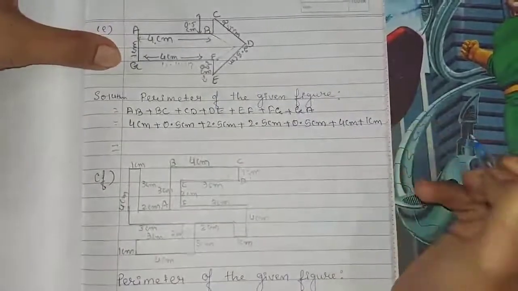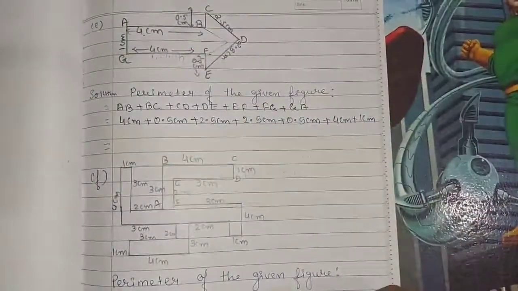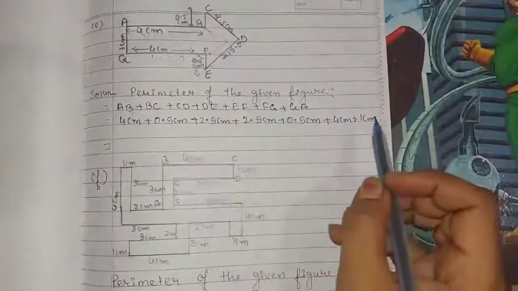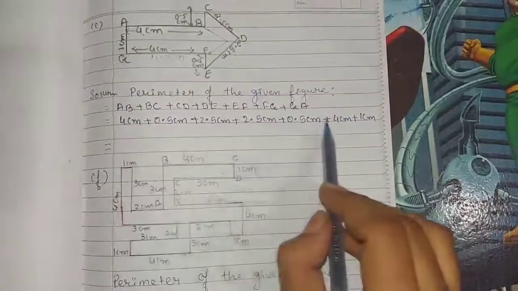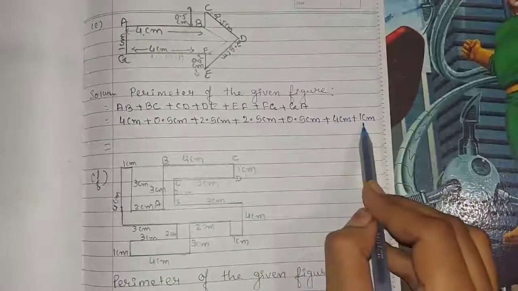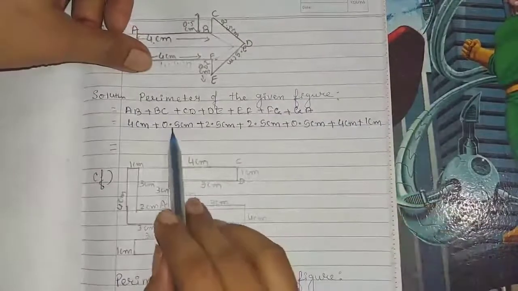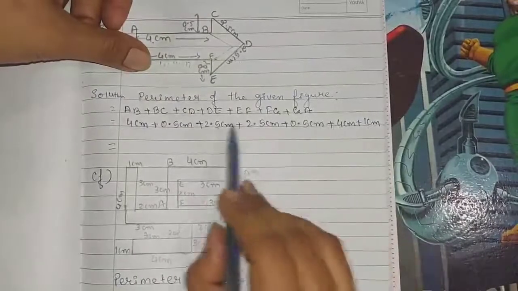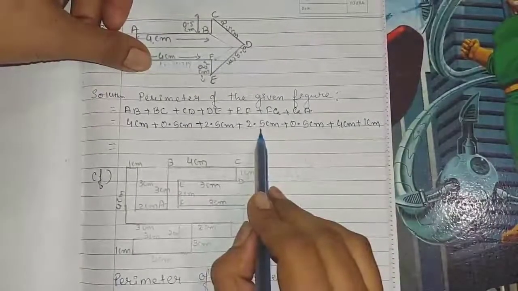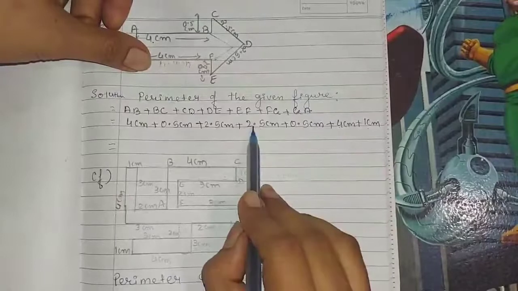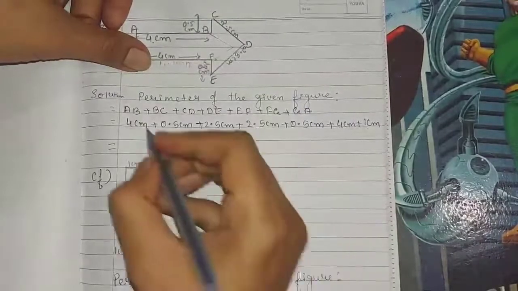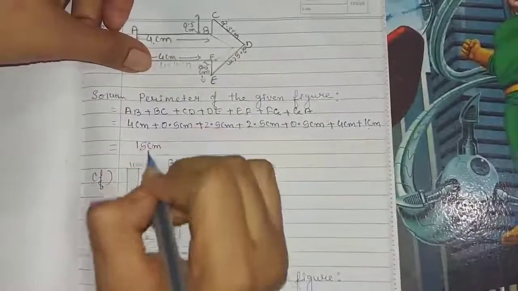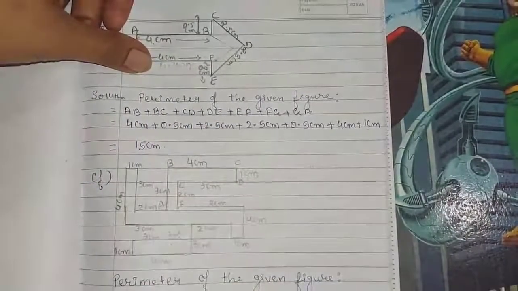So 1 centimeter we have written. Let us add all these numbers. So students, if we add whole numbers, then 4 plus 4, 8 plus 1, 9. Now if we add 0.5 plus 0.5 is 1, 9 plus 1, 10 and 2.5 plus 2.5 is 5. So 10 plus 5, 15 centimeter is the answer. Centimeter is the unit that we have to write.